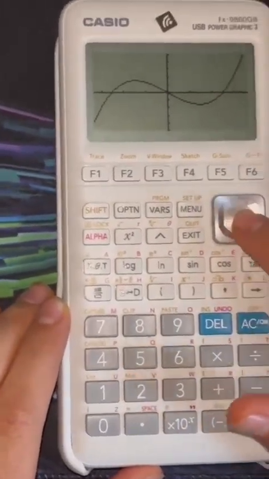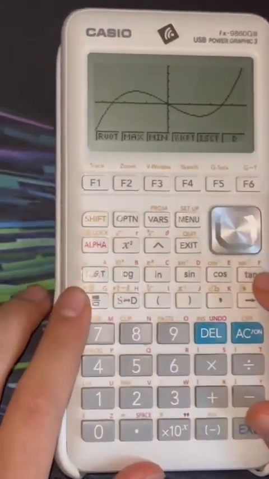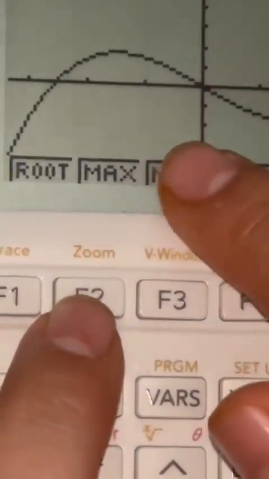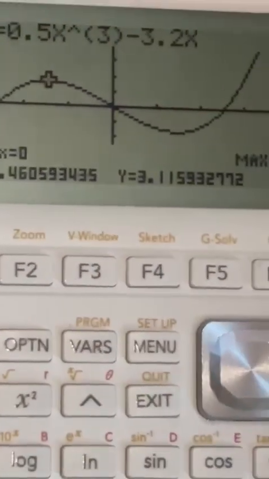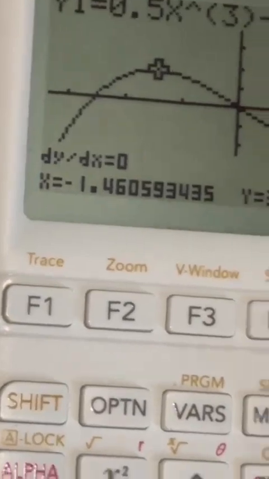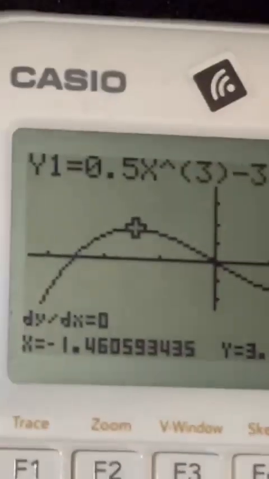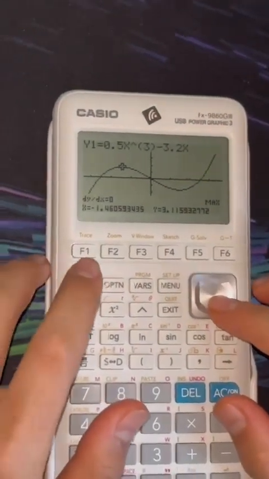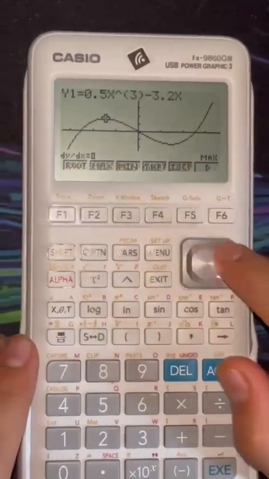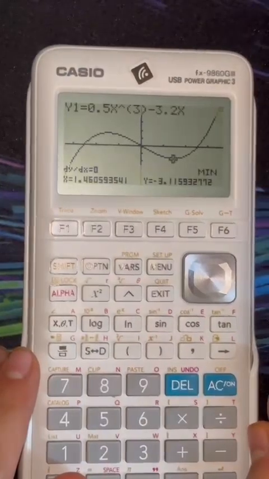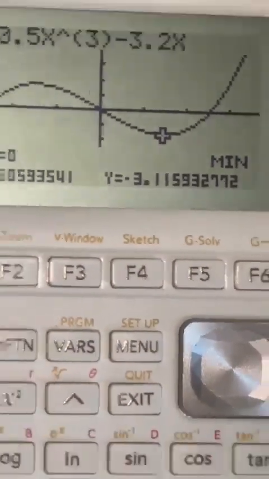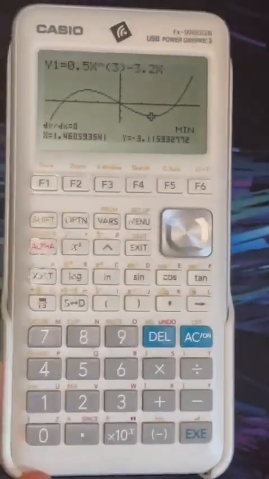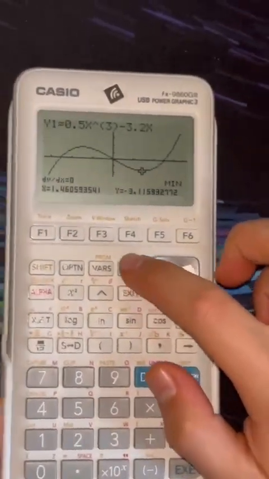Now with the graph sketch, as I said before, we put shift and then F5, that is GSolve, and here we can observe that we have max and min. First we push max, that is F2, and we can observe the coordinates of the maximum point, that is 1.46. Then we make the same operation, but now for the minimum: shift then F5 and we put minimum, and you can observe that y is equal to minus 3.11 and, as in the maximum, x is the same, 1.46. Okay, with that we finish the first step.